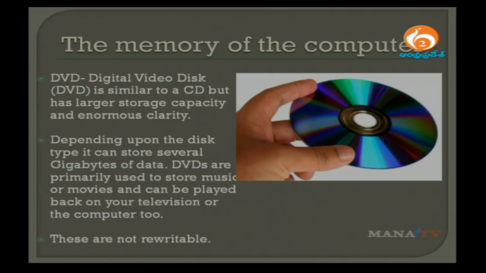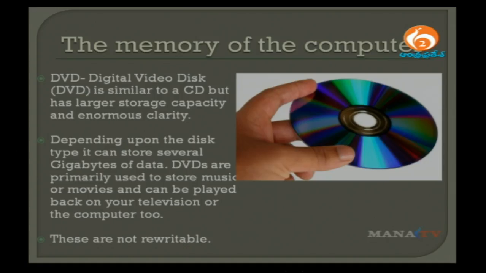Yes, you can see in the memory of the computer, the third thing that we have is DVD, which we can also call digital video disk. DVD is similar to a CD but has larger storage capacity and enormous clarity. Right. Now what does the first point mean? If you can see the picture once again, it's in blue color, isn't it? So it's not just the color change, as I said. Yes, it is similar to a CD, but always remember guys, DVDs have more capacity than a CD.